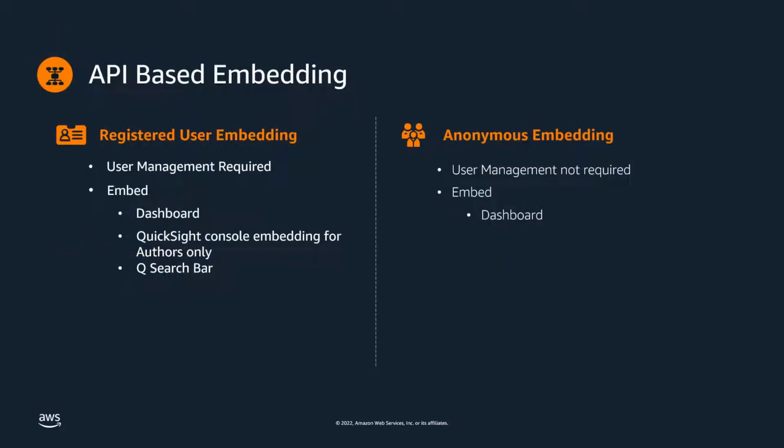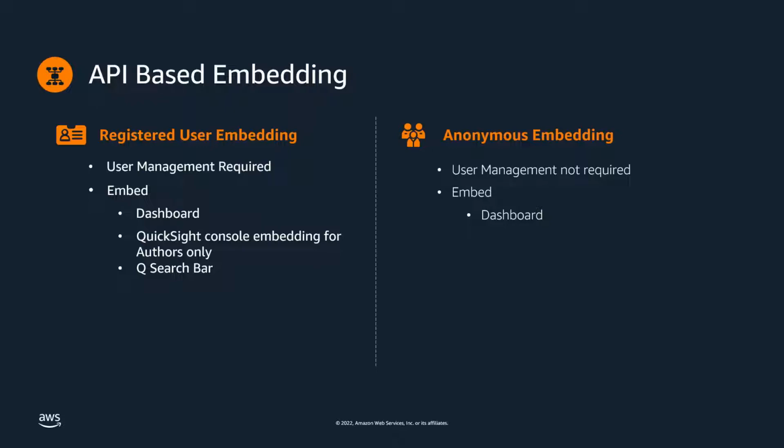So we're talking about the two different types of API-based embedding. We have the registered user embedding and the anonymous embedding. The key difference between the two is that for registered user embedding, user management in QuickSight is required. So it's basically for users that exist or are authenticated in QuickSight.